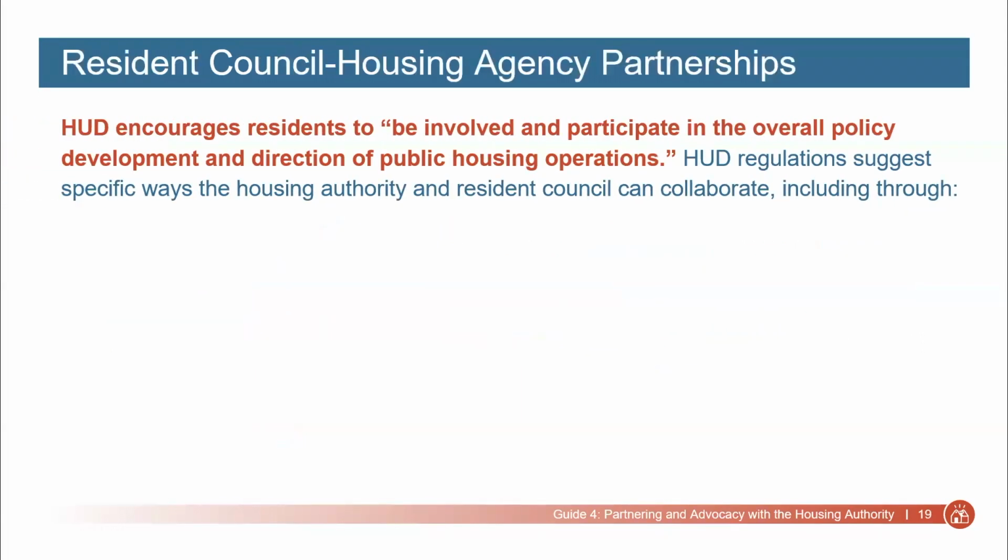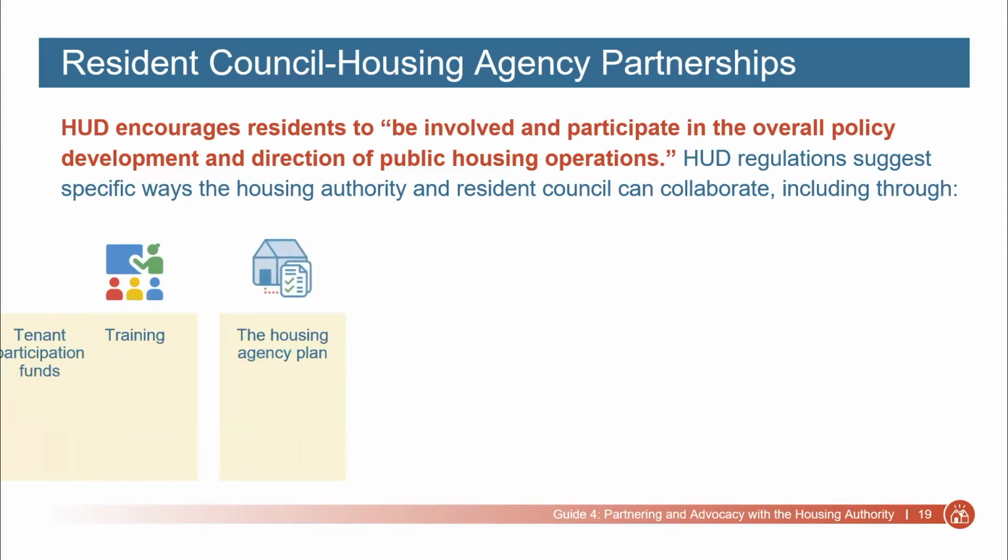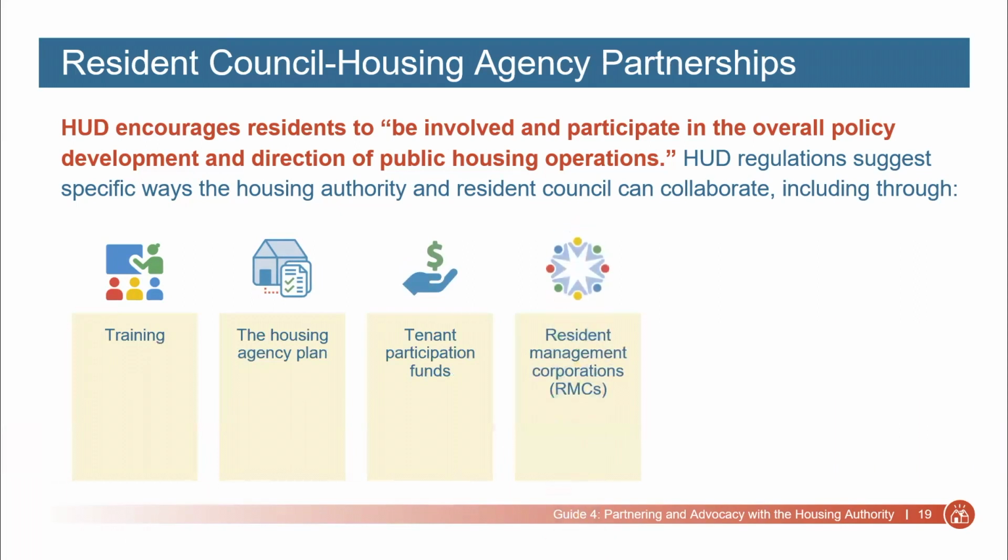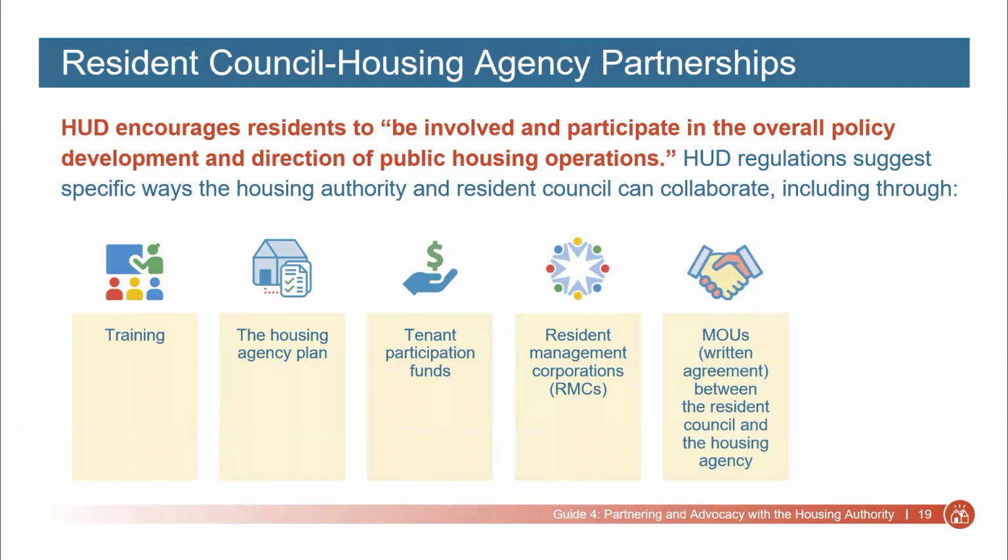HUD encourages residents to be involved and participate in the overall policy development and direction of public housing operations. HUD regulations suggest specific ways the housing agency and resident council can collaborate, including through training, the housing agency plan, tenant participation funds, resident management corporations, RMCs, MOUs or written agreements between the resident council and the housing agency, and service coordination programs.